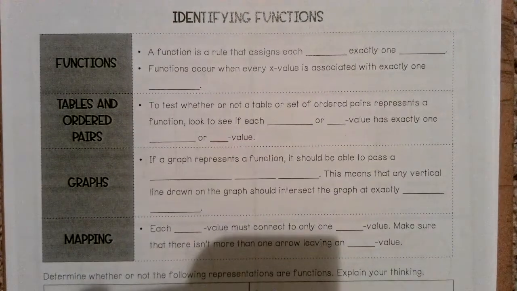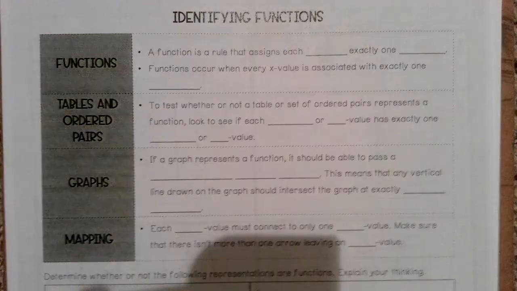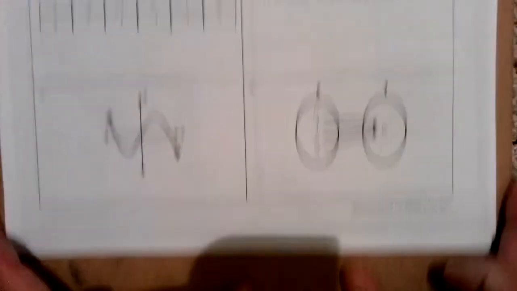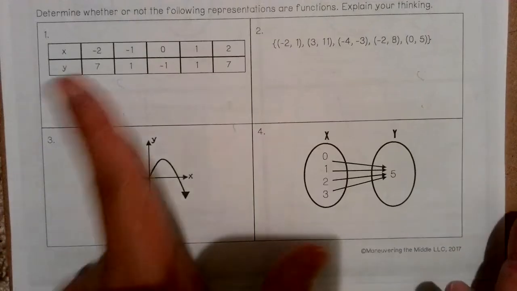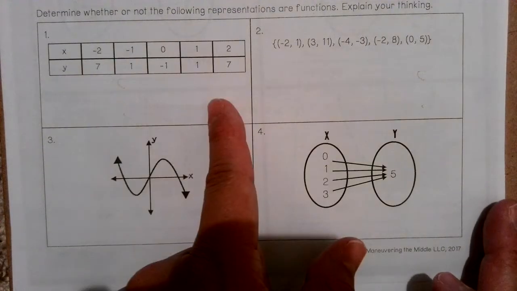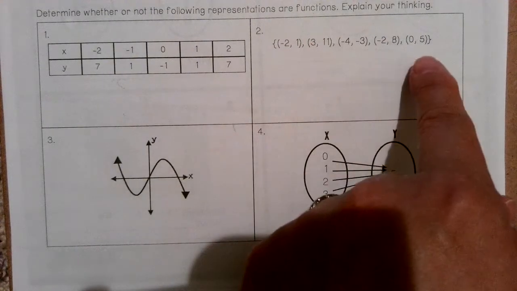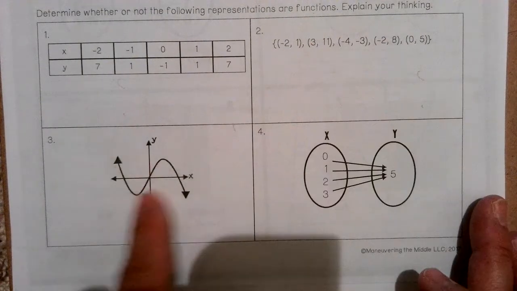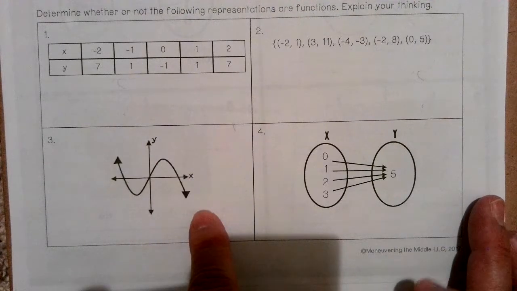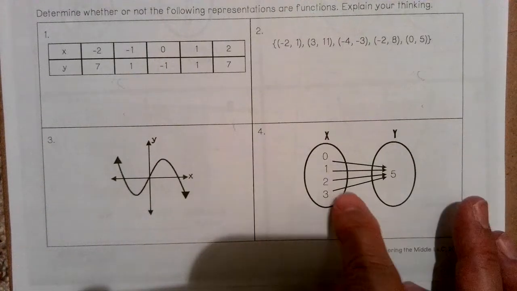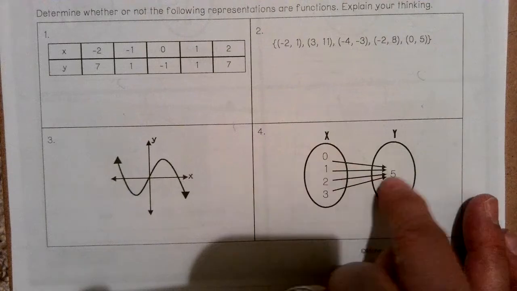So identifying functions. So we just talked about it. So here's what it looks like. If you go to the bottom of the page, they give you x values and y values either in a table, or they give you x and y values in a list, or they'll give you a graph of x and y values, or they'll do like what I did and give you a map of x to y values.